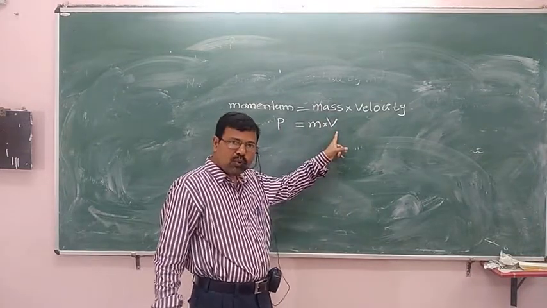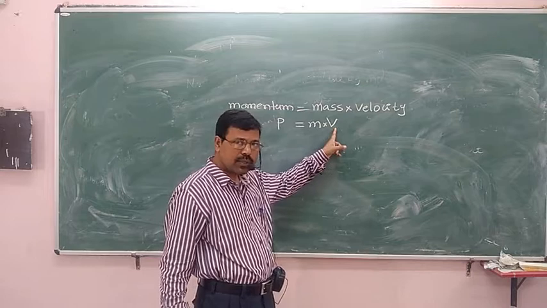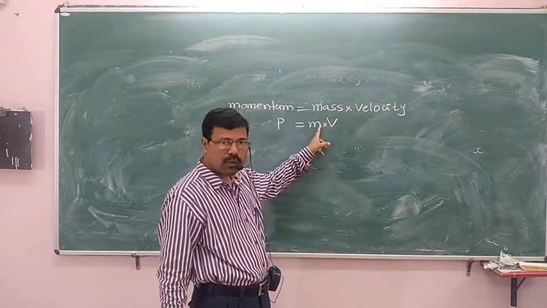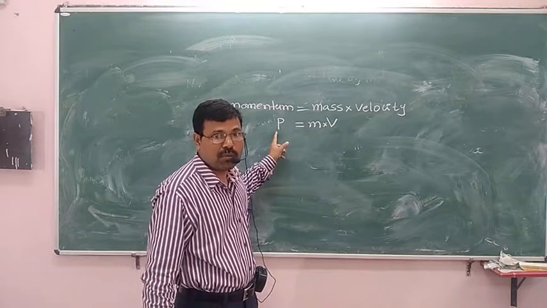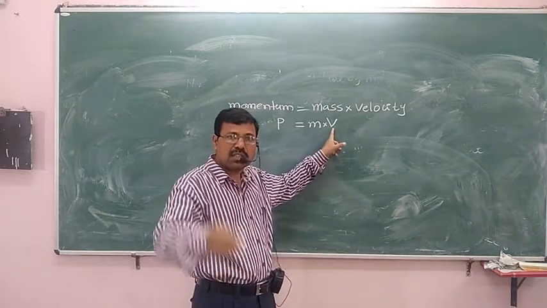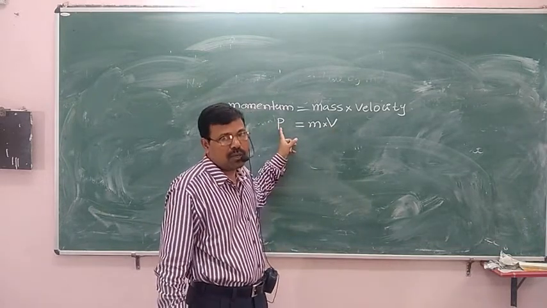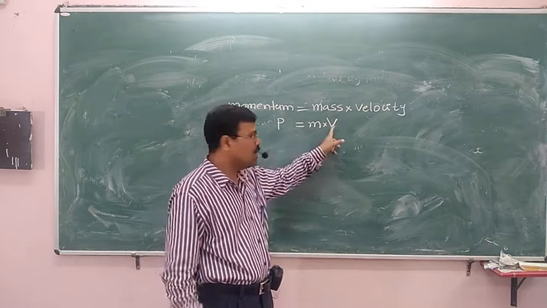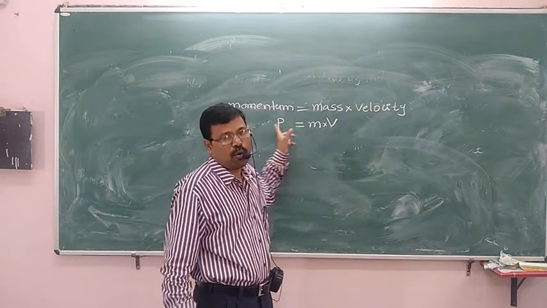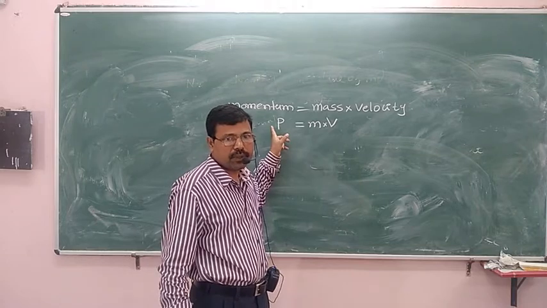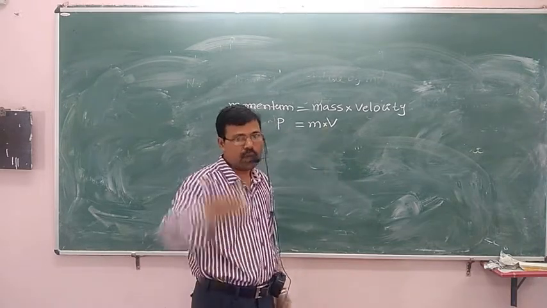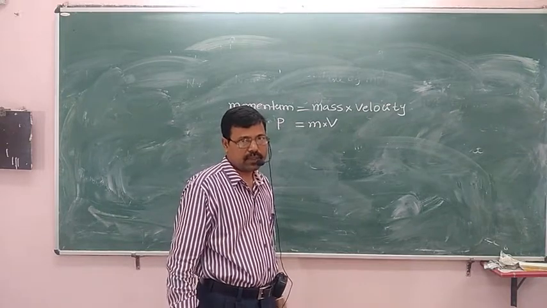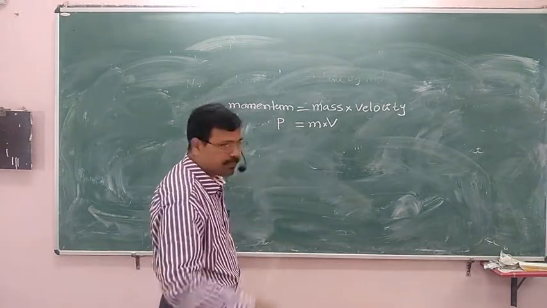P depends on two factors, mass and velocity. If mass is more, momentum is more. If mass is doubled, momentum is doubled. If velocity is doubled, momentum is doubled. If velocity is halved, momentum is halved. So momentum depends on two factors, velocity and mass.